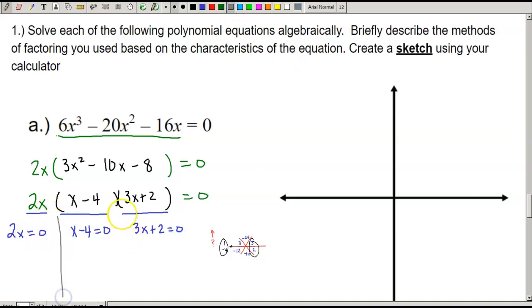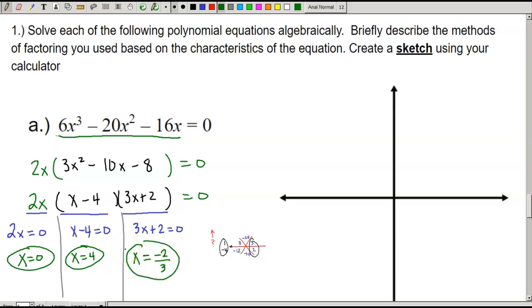So we can solve each of these 3 equations, and we can get 3 answers. My first answer is x equals 0. Second answer is x equals 4. My third answer is going to be x, I'm going to subtract the 2 and then divide by the 3, so negative 2/3. So solving this equation, I get 3 answers: 0, 4, and negative 2/3. Now, that's solving it.